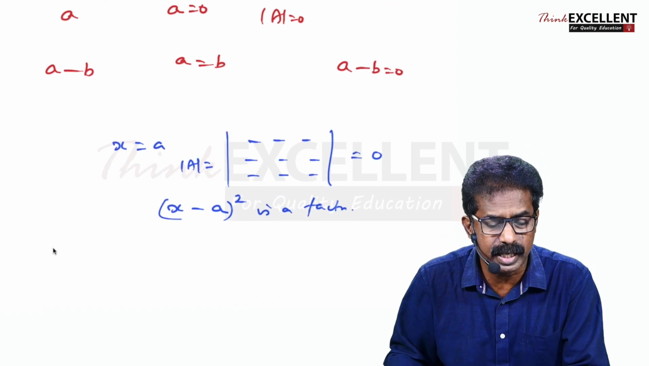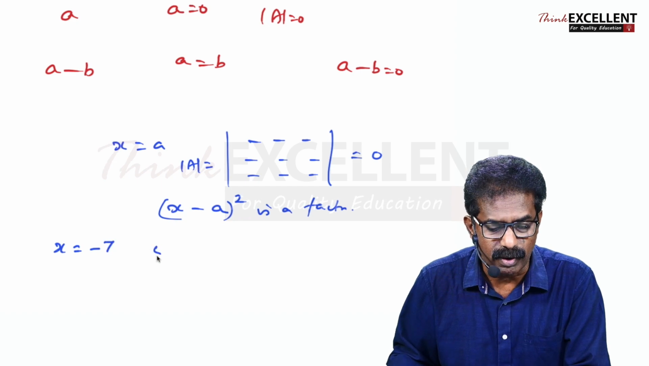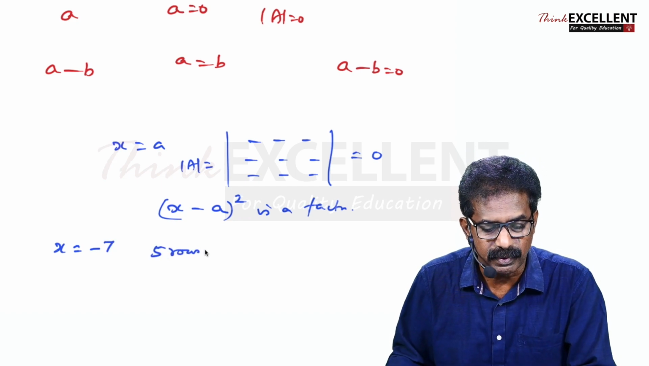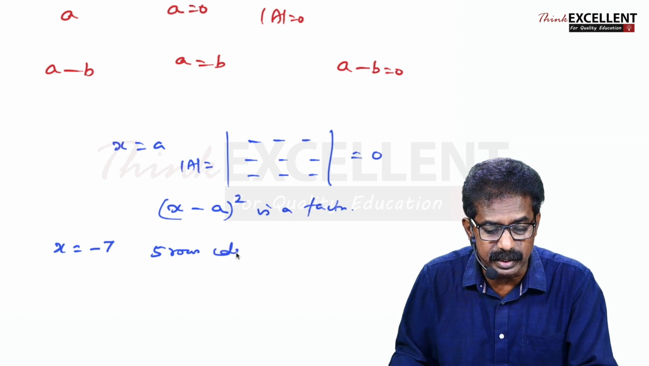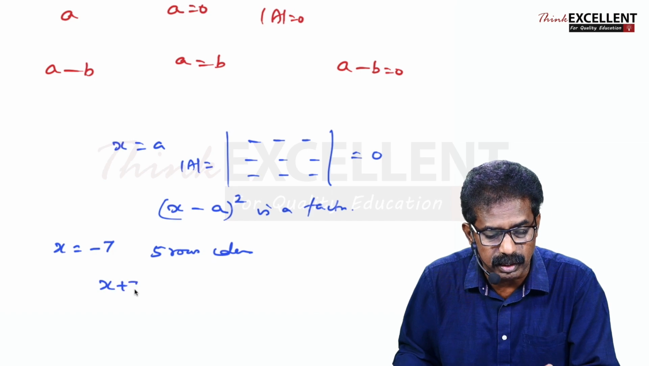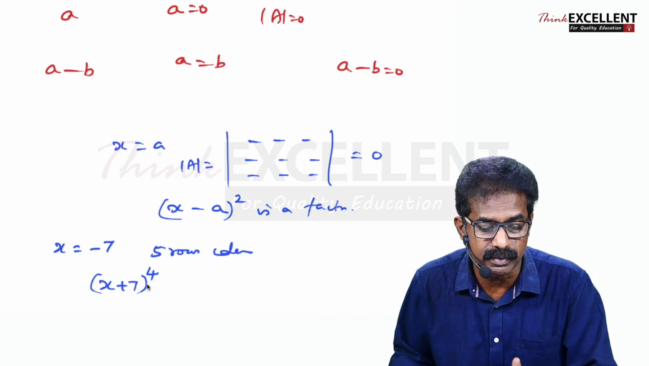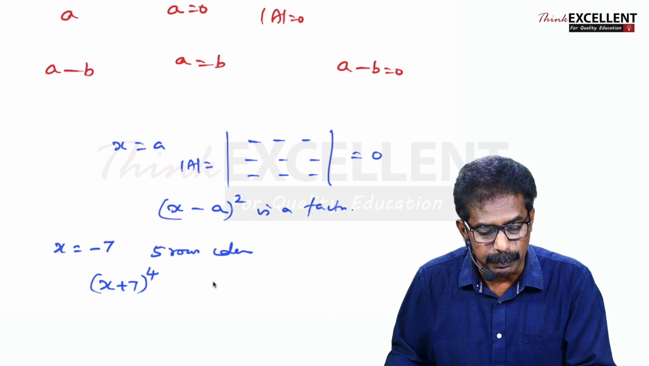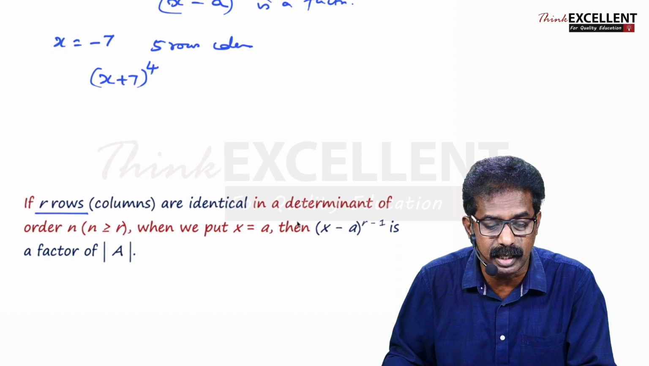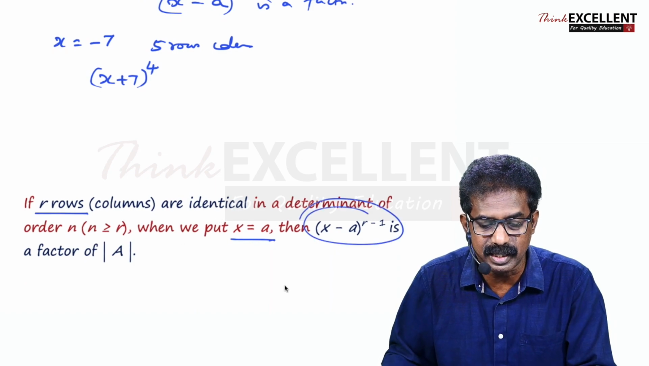Suppose 5 rows are identical when you put x equal to minus 7. We don't have sums like that for objectives, okay? Suppose 5 rows or 5 columns are identical, then which is a factor? Minus 7, bring it to the left side, x plus 7. 5 rows are identical, so raised to 4. x plus 7 raised to 4 is a factor. Suppose r rows are identical. When you put x equal to a, then which is a factor?